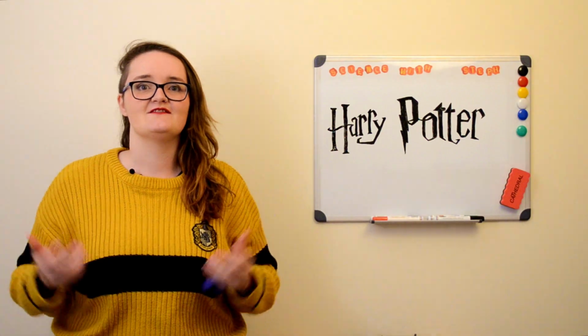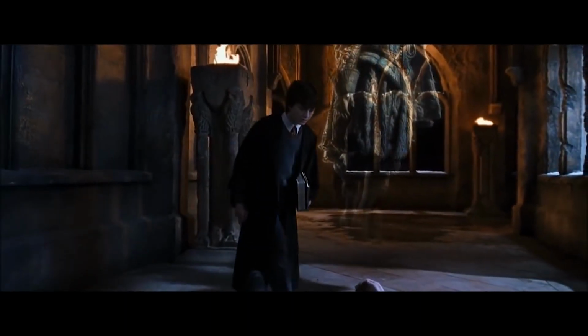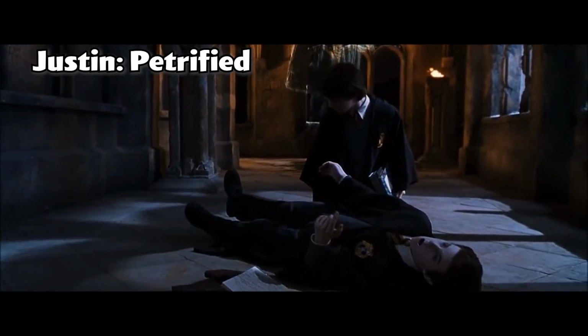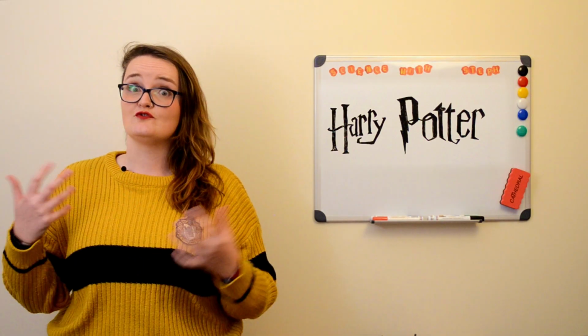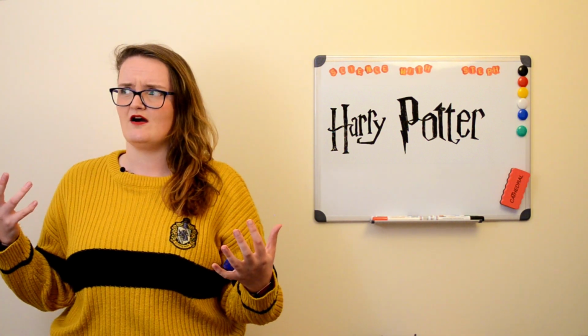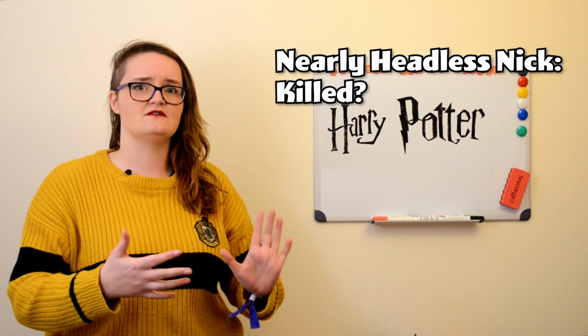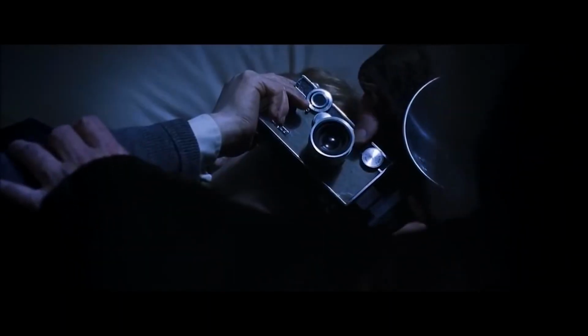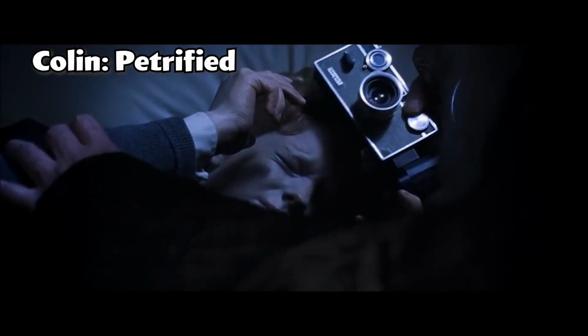Then we have Justin Finch-Fletchley, who was petrified by looking through a ghost at the basilisk. The ghost himself saw the basilisk fully, and so should have been killed, but because he was already dead, it's kind of hard to categorise him there. But we'll just say he's killed for the sake of our categorisation. Our next victim is Colin Creevy, who looked at the basilisk through his camera.